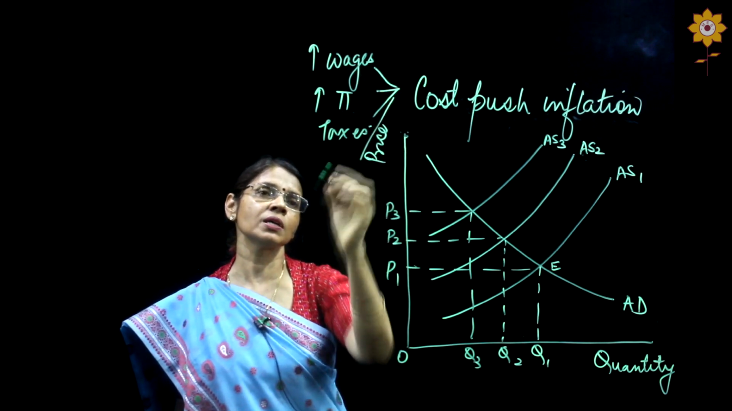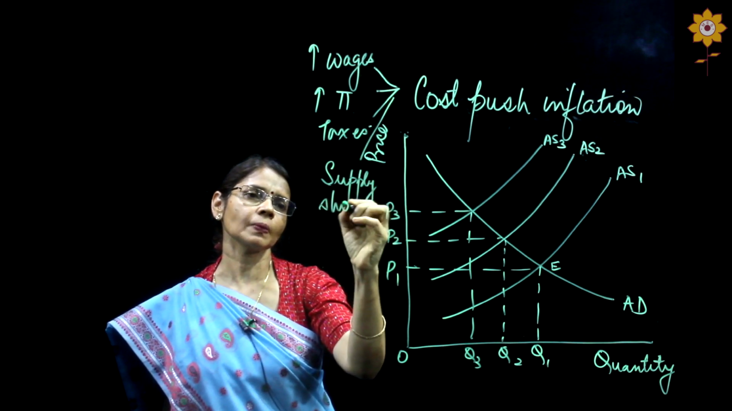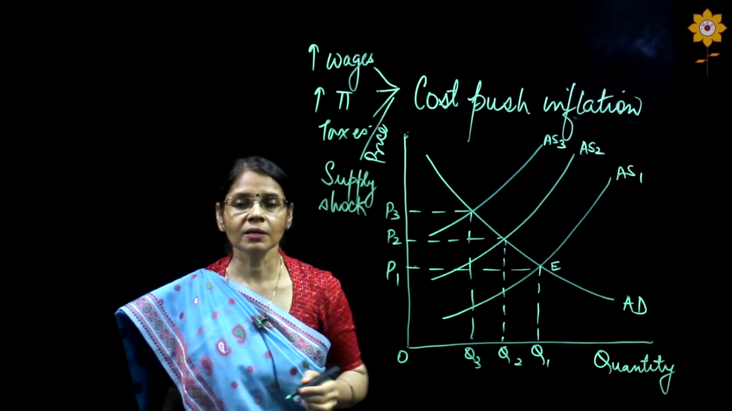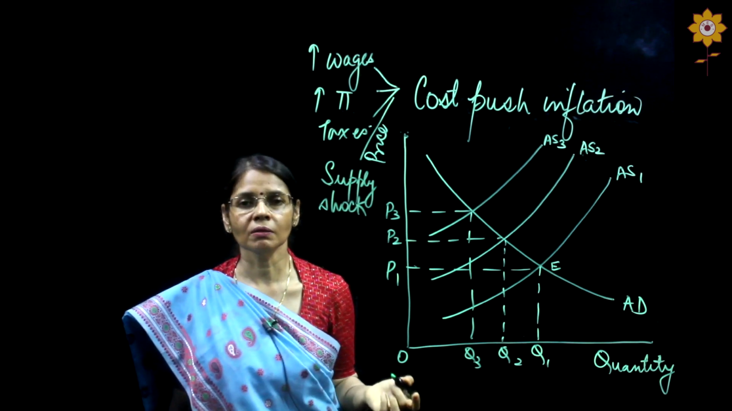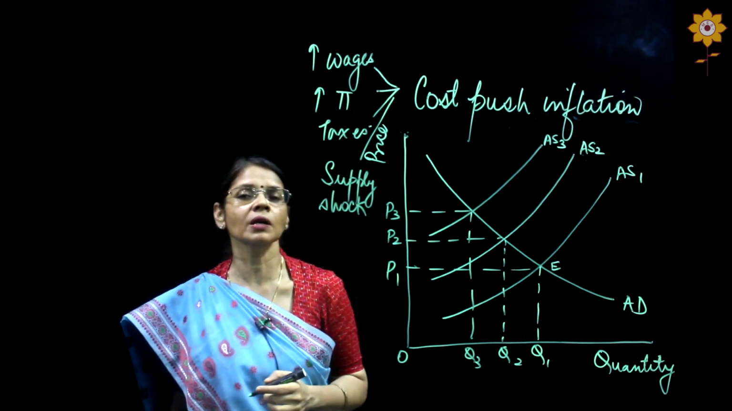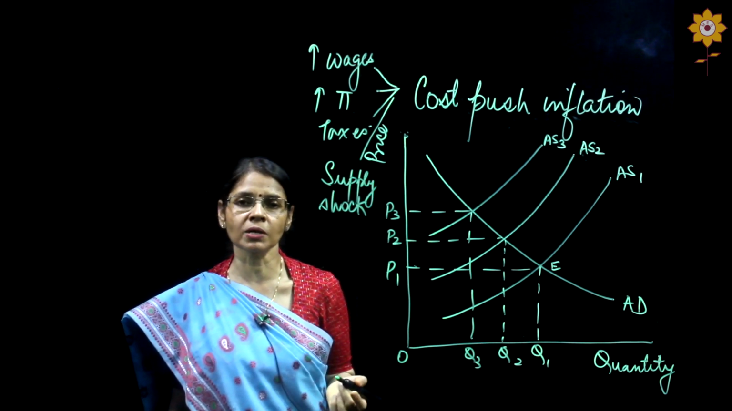Or if suppose there is a supply shock. Supply shock means there is a reduction in supply. Reduction in supply may be, for example, if agriculture inputs are used and there is a crop failure, it is going to lead to supply shock.